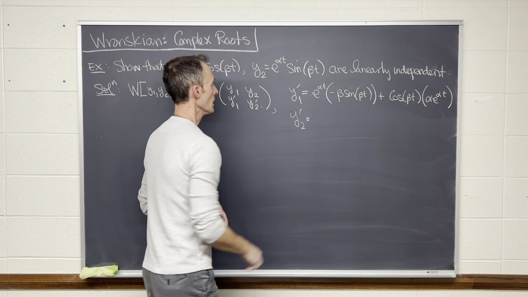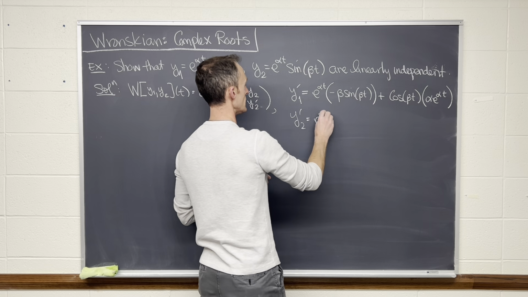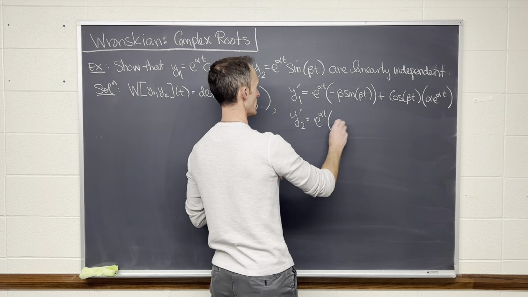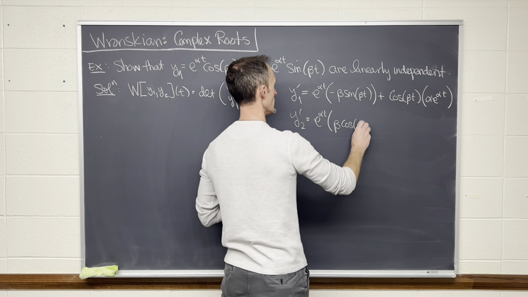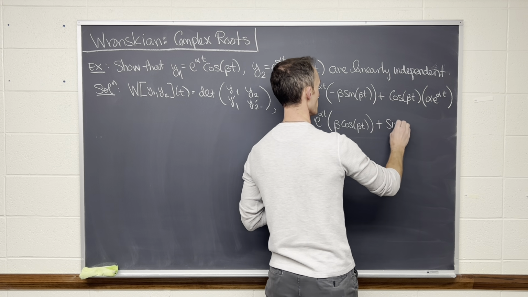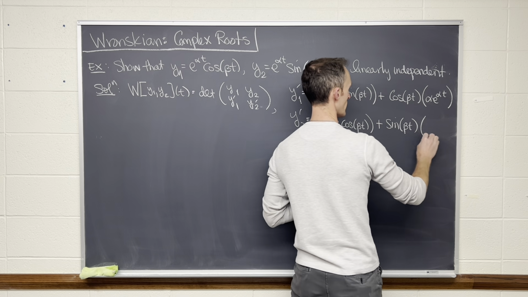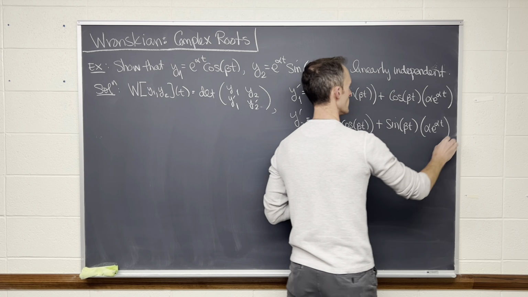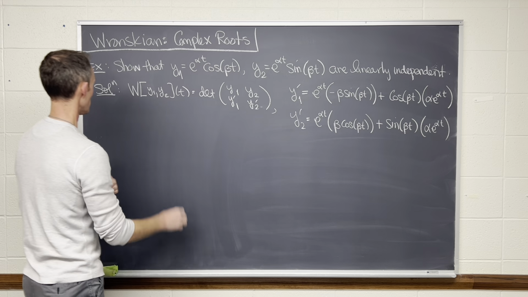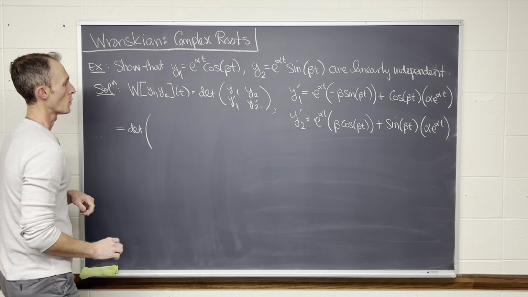That's okay. Y2 prime, same thing, so what do I have? I have e to the alpha t times, let's see, beta cosine of beta t, good, plus the second term, sine of beta t, times the derivative of the first, which is again alpha e to the alpha t. All right, fantastic. Well, here we go. This is going to be the determinant of what?